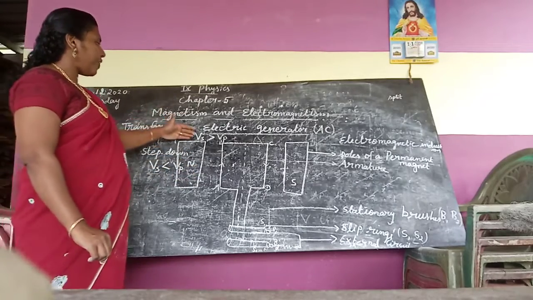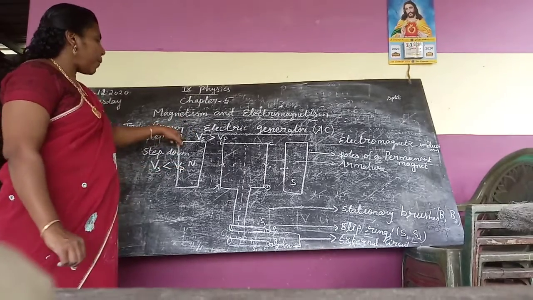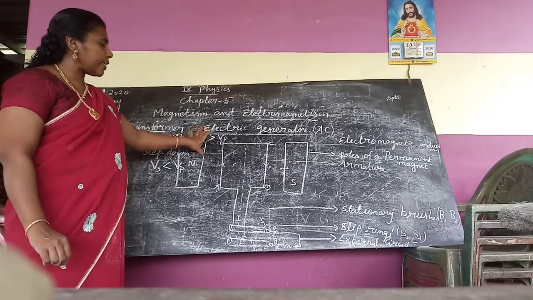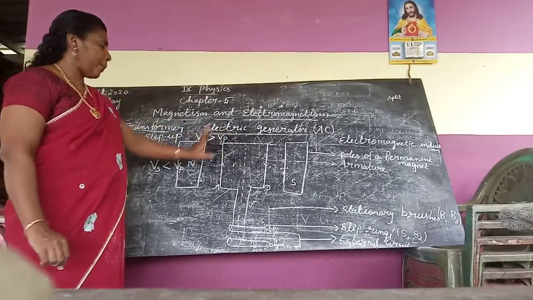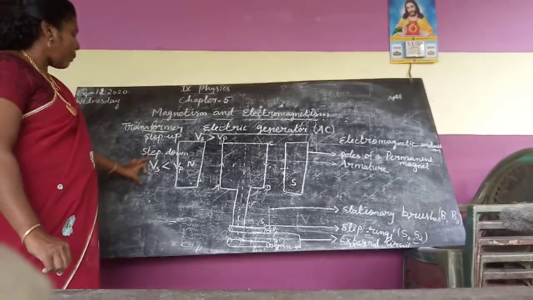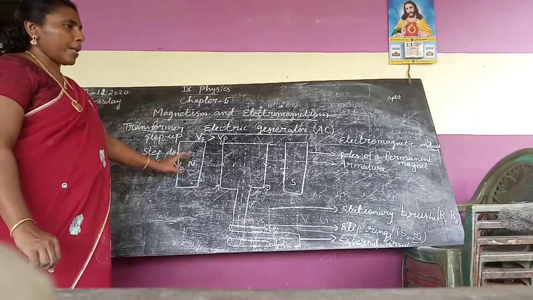Now you can identify the difference between a step up transformer and a step down transformer. In a step up transformer, which one is greater? The number of turns of the secondary coil is greater than the number of turns of the primary coil. But in a step down transformer, the number of turns of the secondary coil is less than the number of turns of the primary coil.